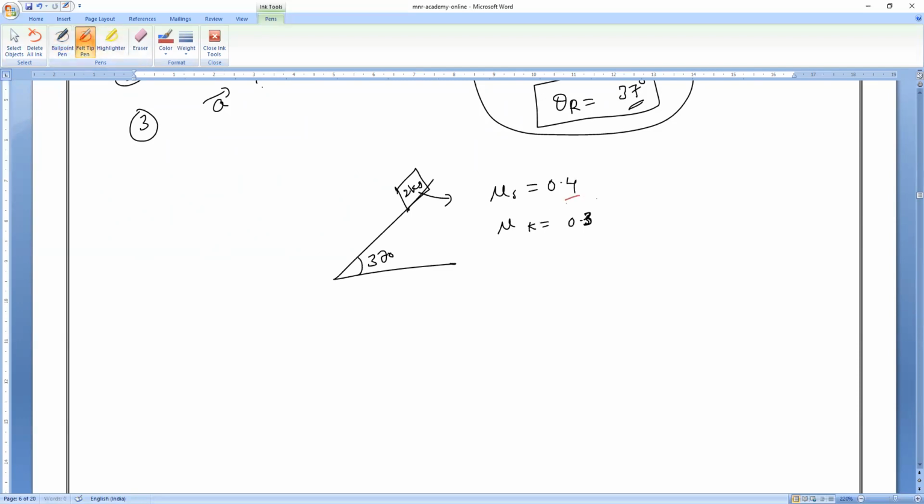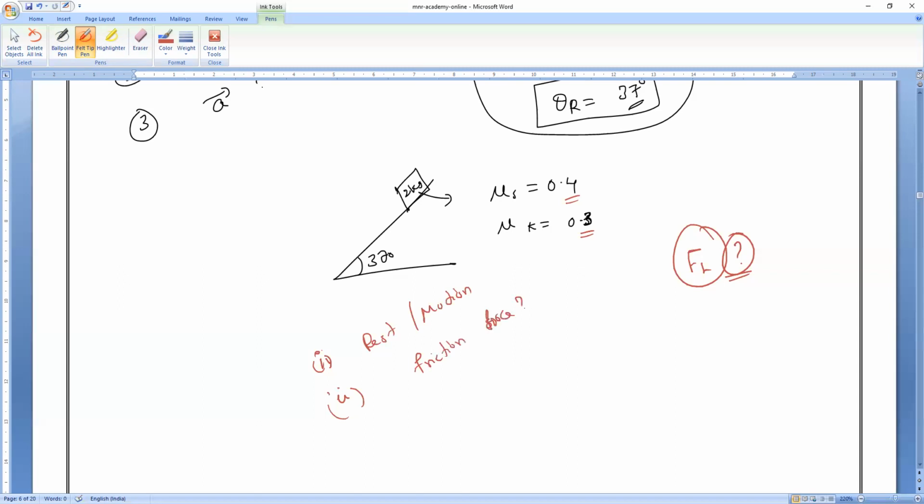Either I have to use mu s, static friction, or kinetic friction. How can I find which? First I have to find something. What is that? F limiting. Understand this, sir? Yesterday we have solved, or not? So from that you can find it. From here also, first you should identify whether the object is in a state of rest or motion. If it is in motion, kinetic friction. If it is in a state of rest, static friction.